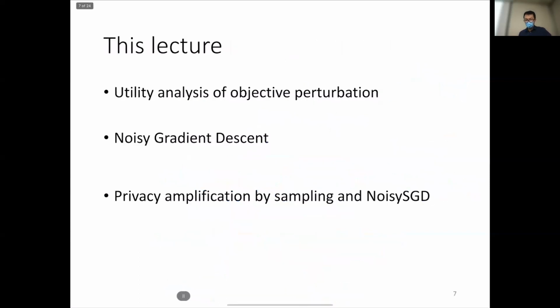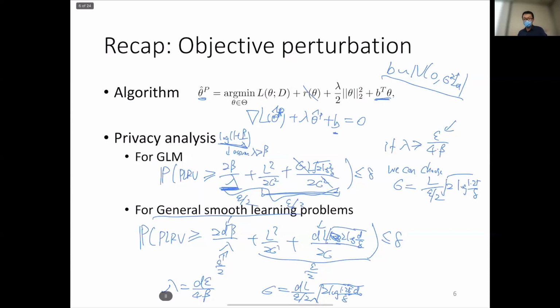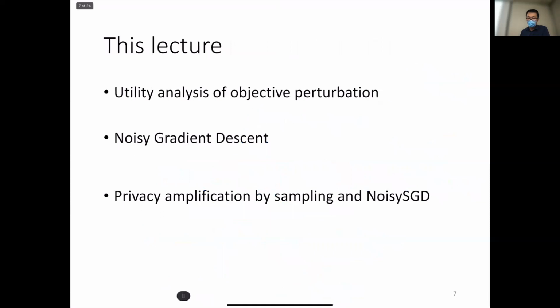Okay. In this lecture, what we're going to do is start with a utility analysis of the objective perturbation. Just now, we did a privacy analysis, which tells us how much noise we need to add in order to achieve epsilon delta differential privacy. Now we're going to analyze this algorithm to show what kind of correctness it obtains relative to output perturbation, in what cases it is better than output perturbation, and in what cases it is not.